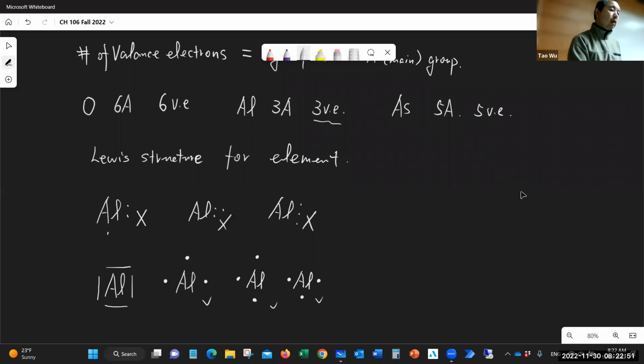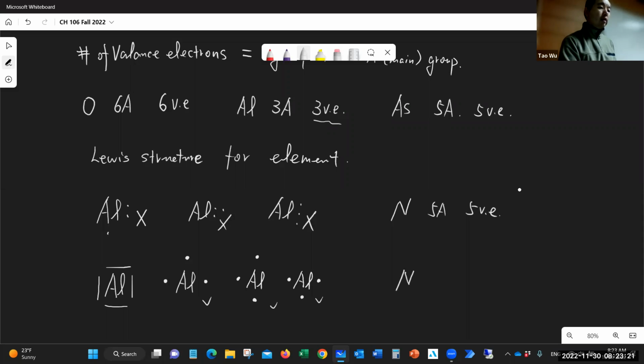Okay, so now this is how we draw the Lewis structure for aluminum. Again, now the next one, how about nitrogen? Nitrogen is in the 5A group. So this guy has 5 valence electrons, which means we need to draw 5 dots around it.